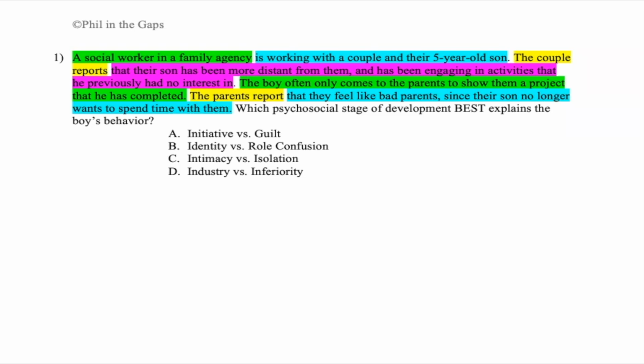A, initiative versus guilt, is 3 to 6 years old. So we'll break it down based on the age, and then we'll allow for the specifics of the stage and compare it back to the question.